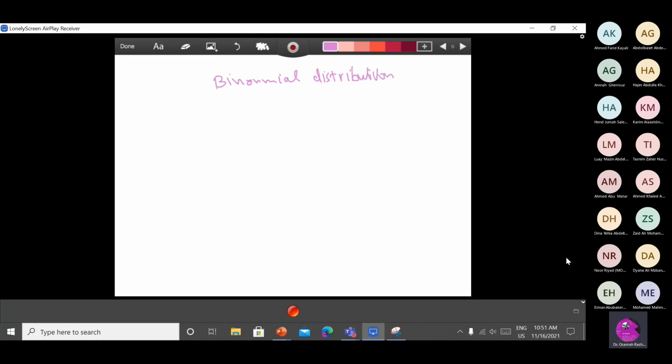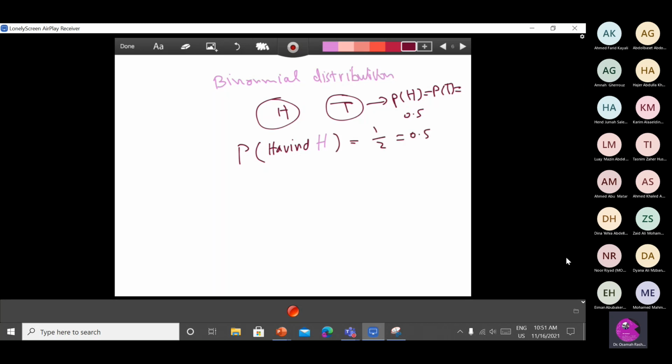You use it, for example, if you have a coin and you have a head and tail, if you toss it once, you will have the probability of head equal to the probability of tail, 50-50, so the probability will be 0.5. Okay? The probability of having head, if you toss it once, you will have it as 1 over 2, which is 0.5.